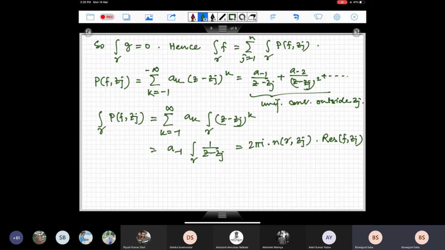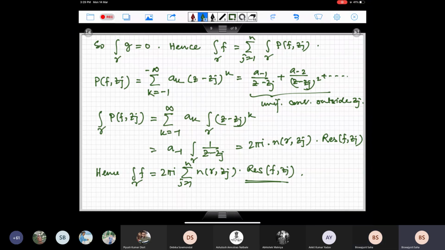So therefore, I get the integral of f over gamma is 2 pi i, summation j from 1 to n, winding number of gamma at zj times the residue of f at zj. Okay, so this completes the proof of the Cauchy residue theorem. Is this clear to everybody? Yes, sir. So that's a very simple proof.